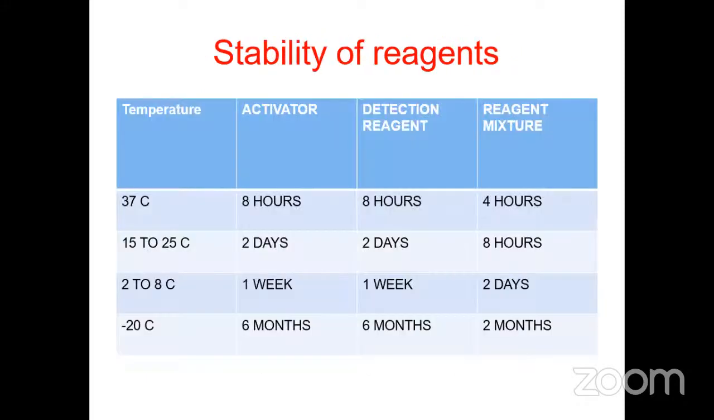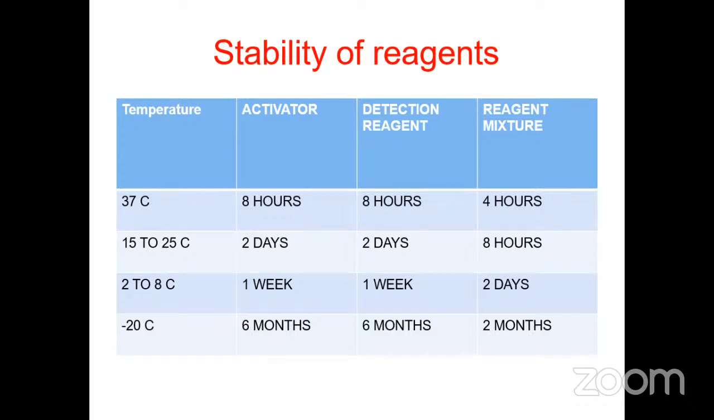Stability of the reagents. At 37 degrees, the activator will be stable for 8 hours, the detection reagent is stable for 8 hours, and the prepared reagent mixture will be stable for 4 hours only. At 15 to 25 degrees, the activator stability will be 2 days, detection reagent stability will be 2 days, and reagent mixture stability will be 8 hours only.